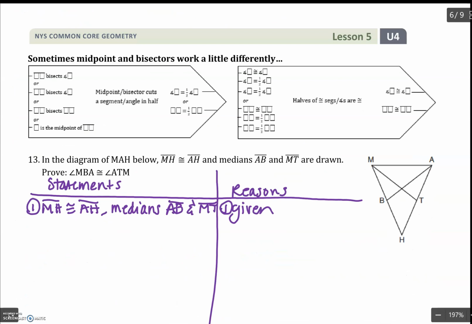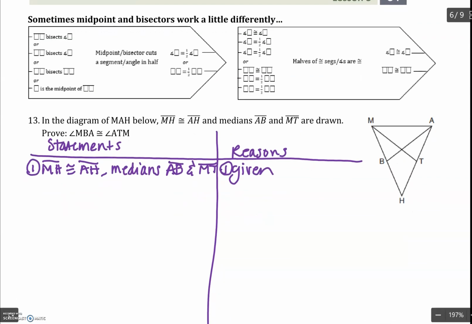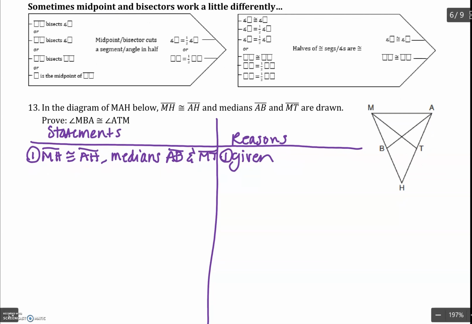And I'm also going to focus on another kind of strange theorem that treats our midpoints and bisectors a little differently than we're used to seeing them. So if we look at number 13, we have a diagram, we have a triangle, and they're telling us that in this triangle, MH is congruent to AH. Okay, and they're telling us that AB and MT are medians. So that means AB and MT both go from a vertex to a midpoint.